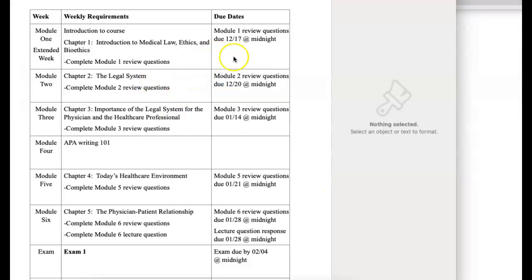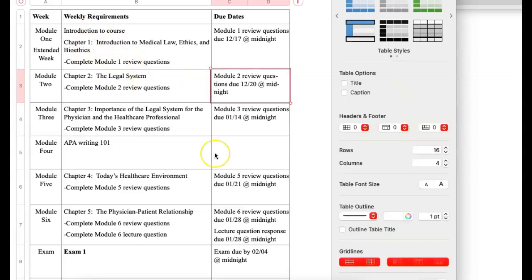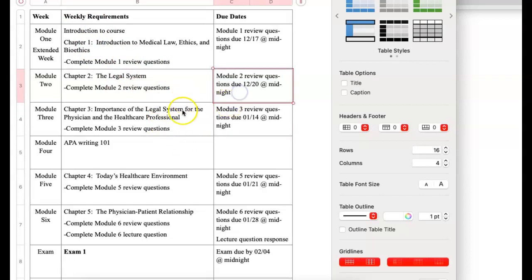Week one is not due until 12/17 at midnight. Of course, from that perspective, week one is an extended week. Why I said subject to change, I wanted to make sure that I hit the schedule right on week two. I was just looking, 12/20 looks like a short week. It is because it is a short week from the perspective of that's the Christmas holiday. So I put due on 12/20 for module two review questions because we have the Christmas holiday coming up. But your first week is an extended week. It's not due until 12/17.